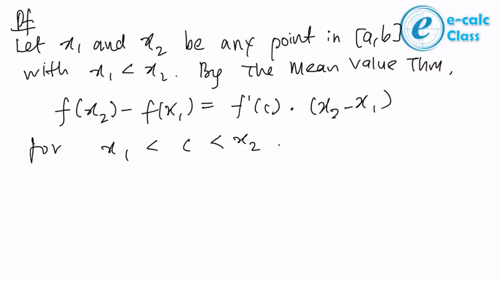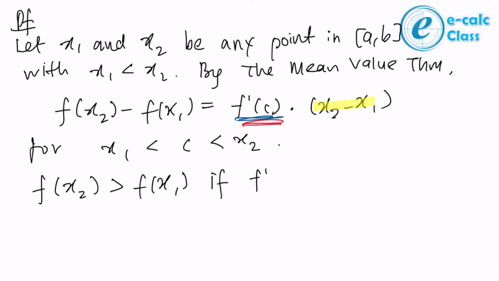Okay, so the sign of the right hand side equation, because we know that x2 is always greater than x1, which means this piece will always be positive, which means if this is positive, then the right hand side will be positive. If this is negative, the right hand side will be negative. Therefore we can say that f of x2 is greater than f of x1 if f prime c is positive.